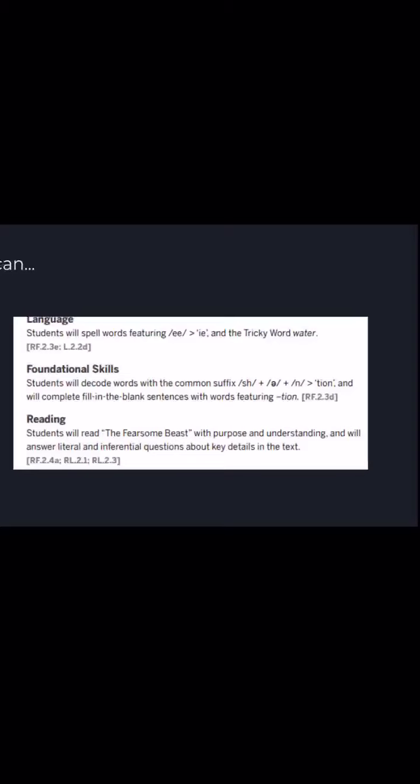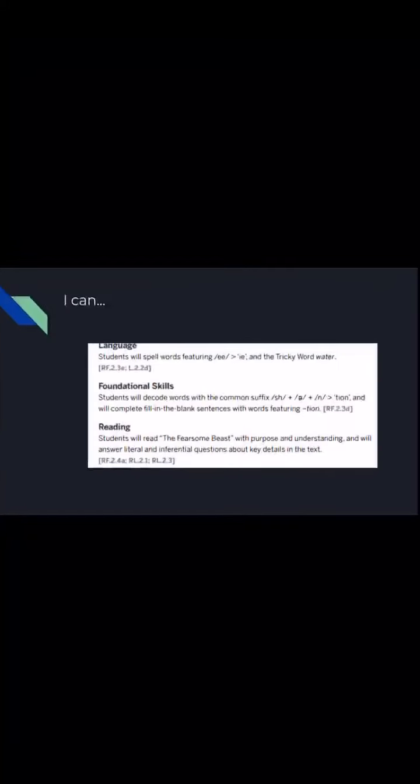You will also be decoding words with that common suffix, spelled T-I-O-N, "shun." And you will be completing fill-in-the-blank sentences with words that feature that "shun" sound, T-I-O-N. And guess what? You will be reading our new story today called The Fearsome Beast with purpose and understanding. And you will answer all these different kinds of questions about what's happening in the text. So let's go ahead and get started.